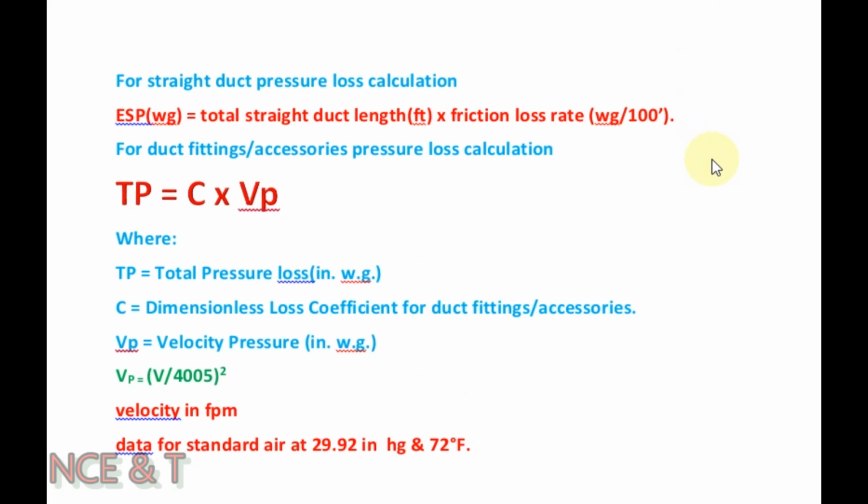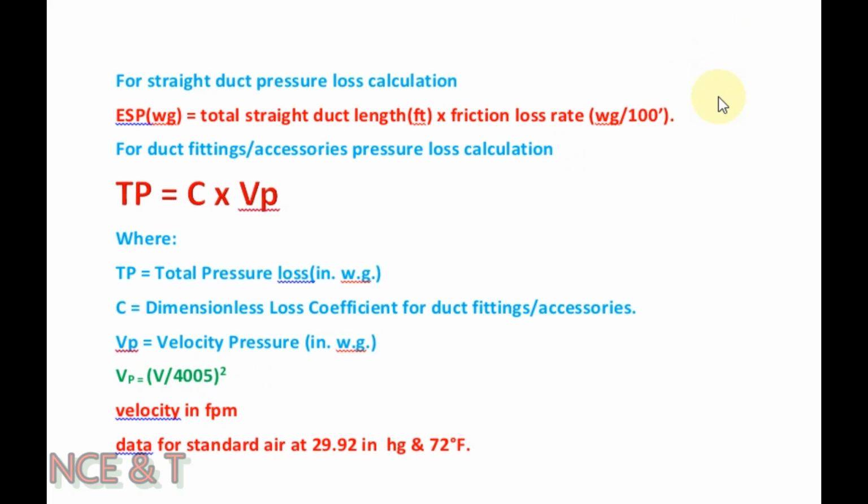For the calculation of external static pressure for HVAC ducting, we have this basic formula. Number 1, to calculate the external static pressure for straight duct, we have the formula ESP equal to total straight duct length into friction loss rate, water gauge per 100 feet. And for the duct fittings and accessories, we have the formula TP equal to C into VP. TP equal to total pressure loss. C is dimensionless loss coefficient for duct fittings and accessories. VP is velocity pressure. Velocity pressure can be calculated by this formula VP equal to (V divided by 4005) squared.